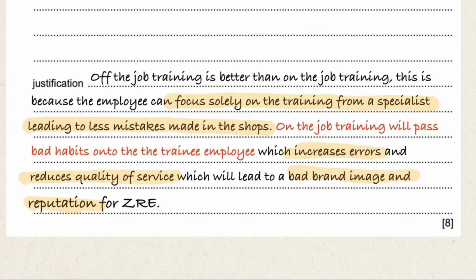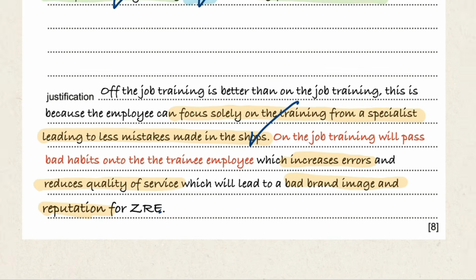And for the justification, our first evaluation point is to justify why off-the-job training is better. So off-the-job training is better than on-the-job training. This is because the employee can focus solely on the training from a specialist, leading to fewer mistakes made in the shops. And then we need to justify why off-the-job training is better than on-the-job training, as on-the-job training will pass on bad habits to the trainee employee, which increases errors and reduces quality of service. This leads to bad brand image and reputation for ZRE.